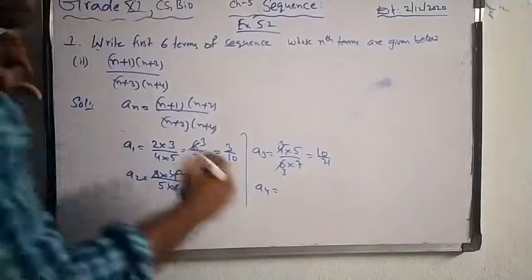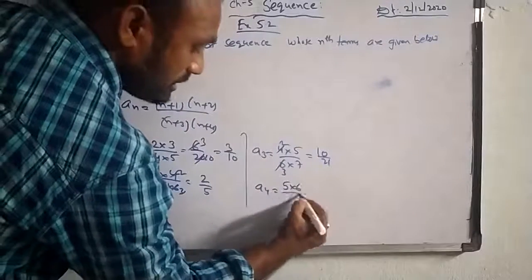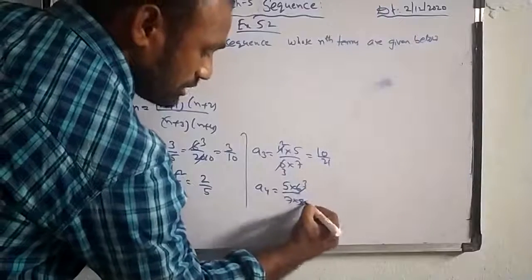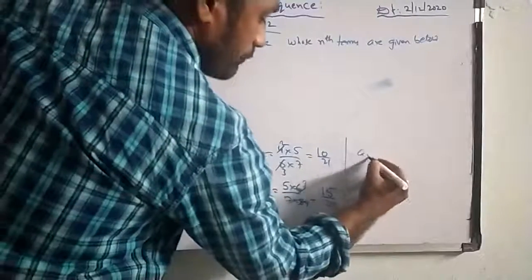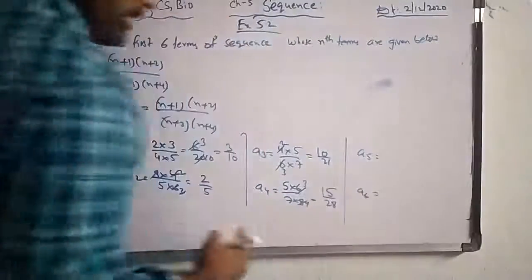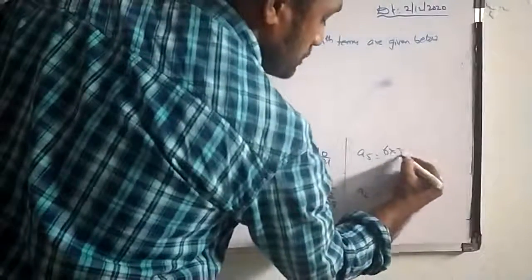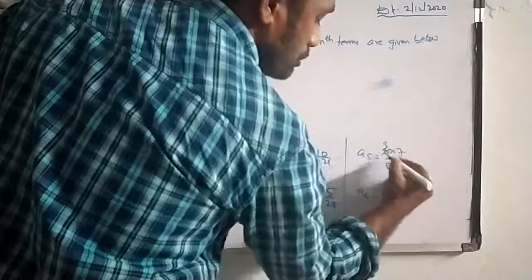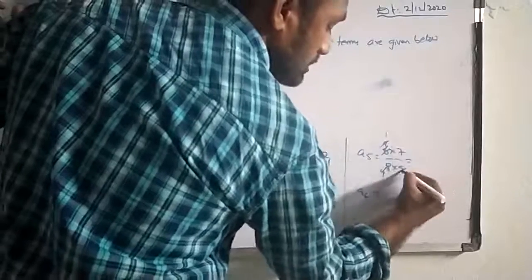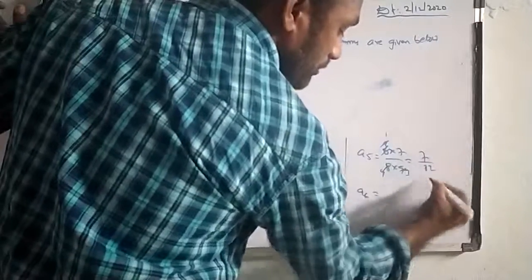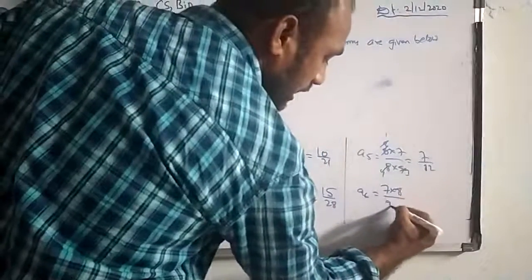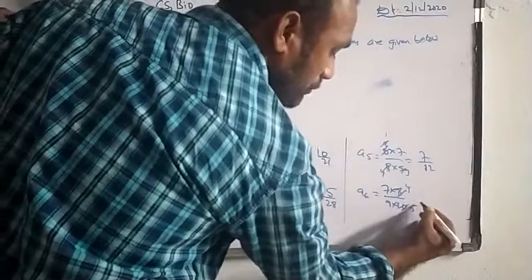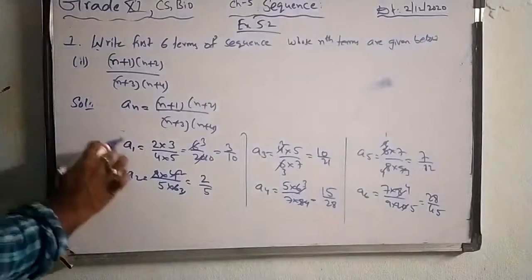a4, fourth term in the sequence: 5, 6, 7, 8. 2 3s, 2 4s. So 15 by 28. a5 and a6. a5: 5 plus 1, 6. So 6 into 7, 8 into 9, 2 3s, 2 4s, 3 1s, 3 3s, so 7 by 12. a6: 6 plus 1, 7, 8, 9, 10, 2 4s, 2 5s, 28 by 45. So these are the total 6 terms.